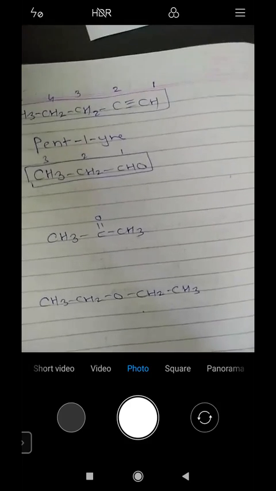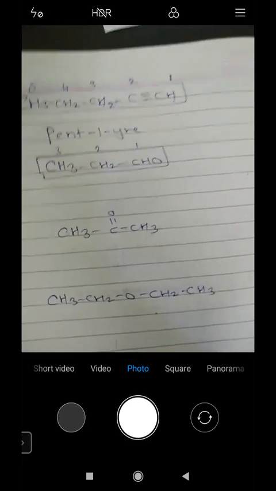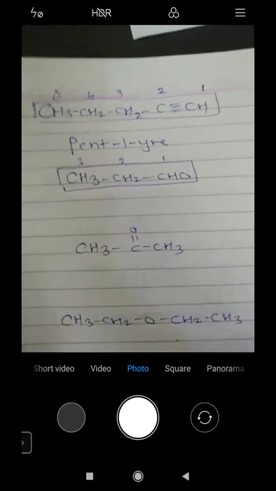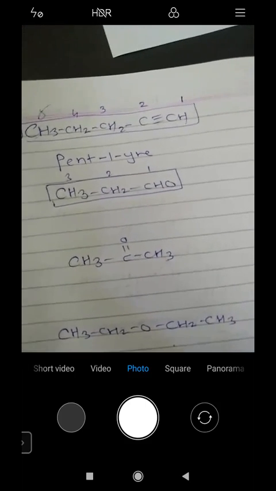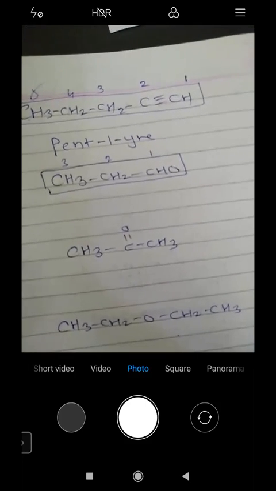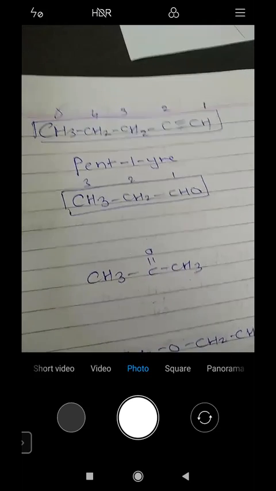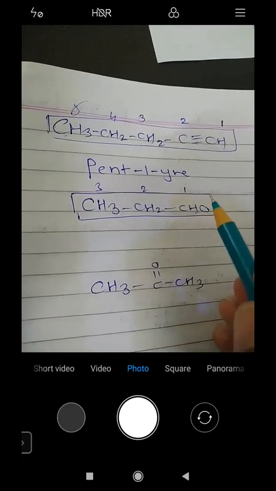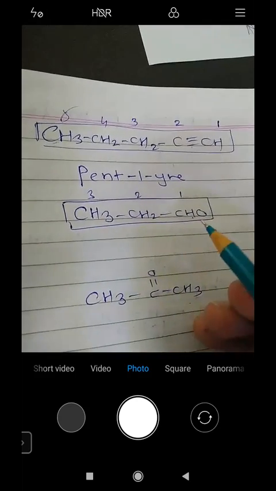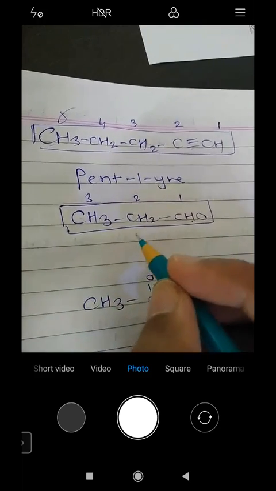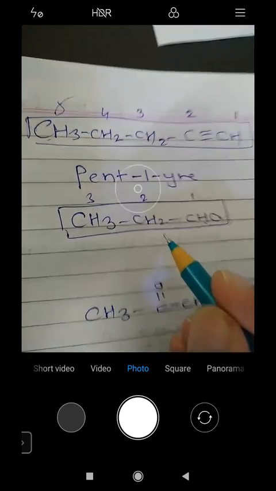So remember, for aldehyde, ketone, ester and acid, the functional group carbon can be considered in the numbering. For aldehyde, ketone, carboxylic acid and ester, we have to include them in the numbering when you do IUPAC naming. That's why I have selected this also in the numbering. So numbering we have done. Now we have to focus on the straight chain compound.